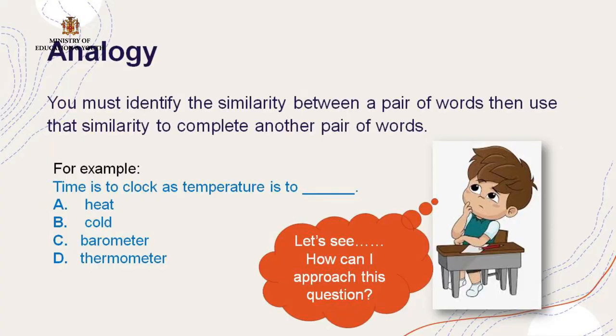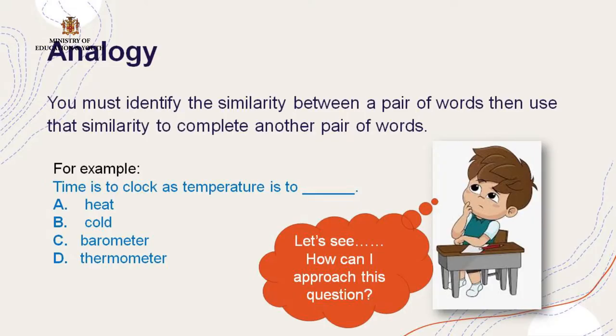Let us look back at our answers. A, heat, B, cold, C, barometer, or D, thermometer. If you guessed thermometer, then you are correct. Give yourselves a round of applause. Good job. But how do we know that the thermometer is the answer?